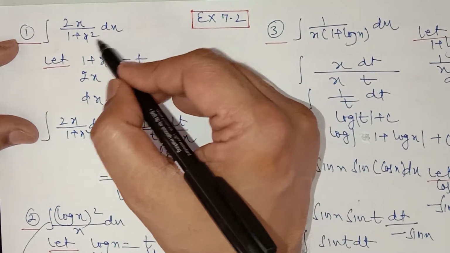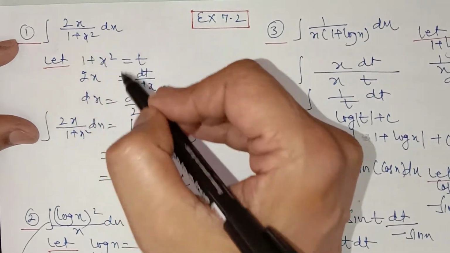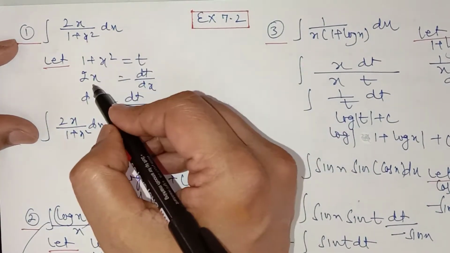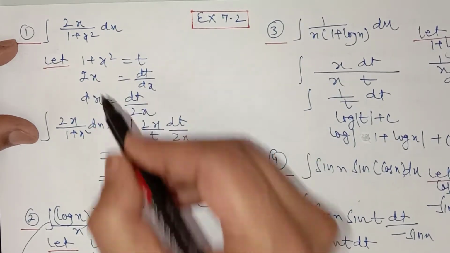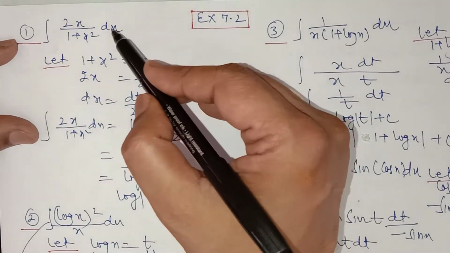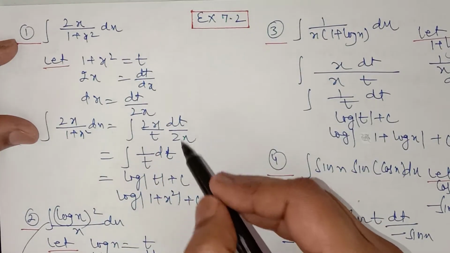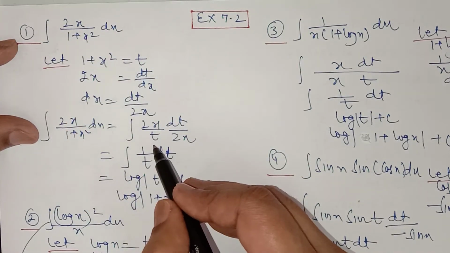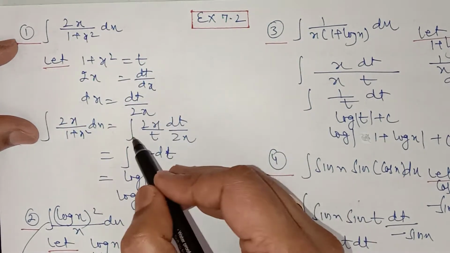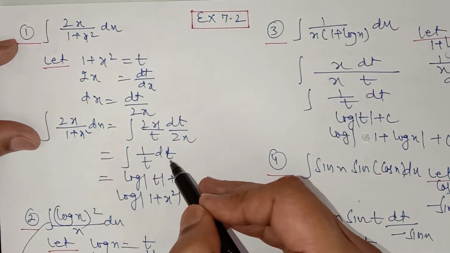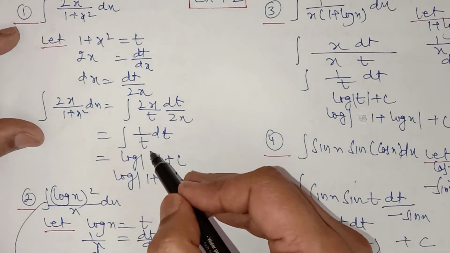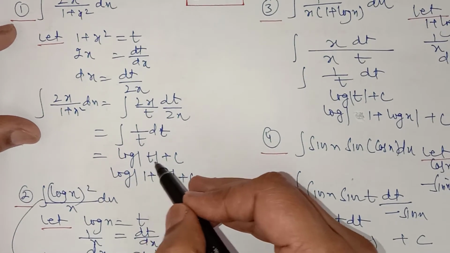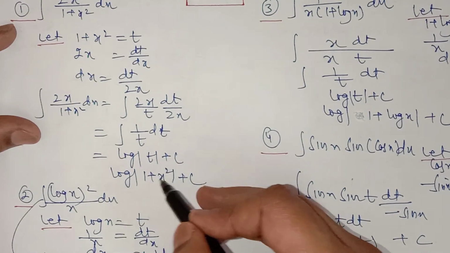We have to convert all the variables from x to t, because we have let 1 plus x square equal to t. So dt upon dx will be equal to 2x, and the value of dx will be dt upon 2x. So simply replace dx with dt upon 2x. The 2x will be cancelled out with 2x. We obtain only 1 upon t with respect to t, and we know the integration of 1 upon x is log mod x, so in place of x we have t. So it is log of mod t, and we have let t as 1 plus x square.